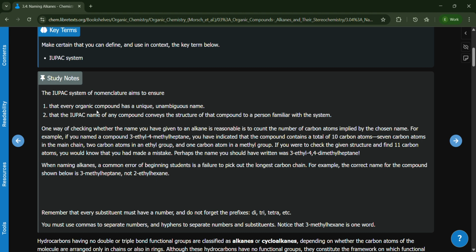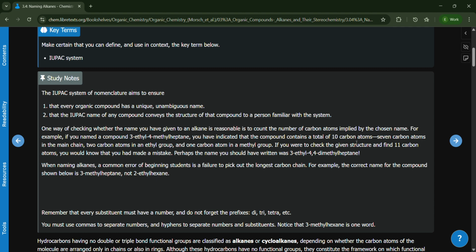IUPAC system of nomenclature. The IUPAC system of nomenclature aims to ensure that every organic compound has a unique, unambiguous name, that the IUPAC name of any compound conveys the structure of that compound to a person familiar with the system. One way of checking whether the name you have given to an alkane is reasonable is to count the number of carbon atoms implied by the chosen name. For example, if you named a compound 3-ethyl-4-methyl-heptane, you have indicated that the compound contains a total of 10 carbon atoms.